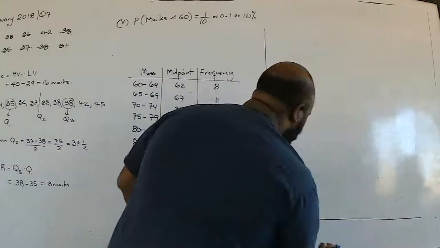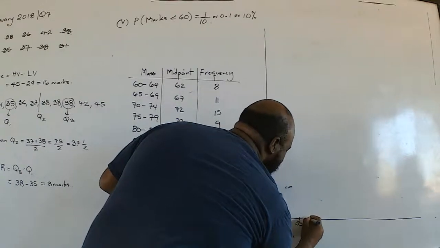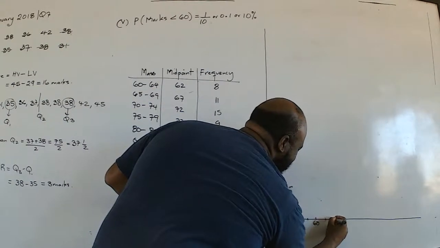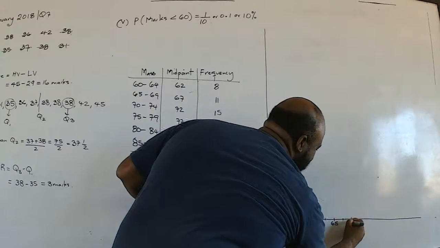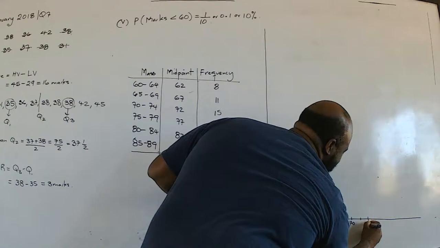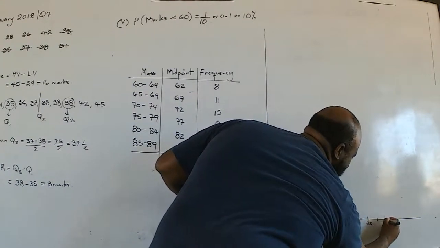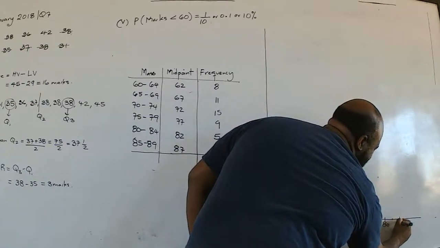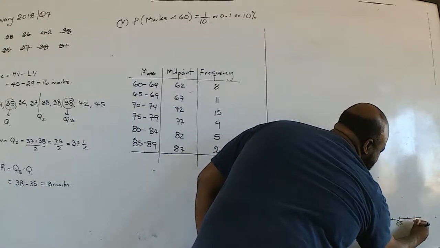So it's 1 centimeter, 2 centimeters, 55. 1 centimeter, 2 centimeters, 60. 65. 70. 75. 80. 85. 90.